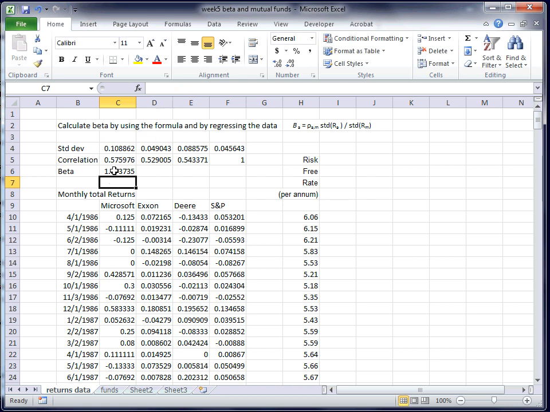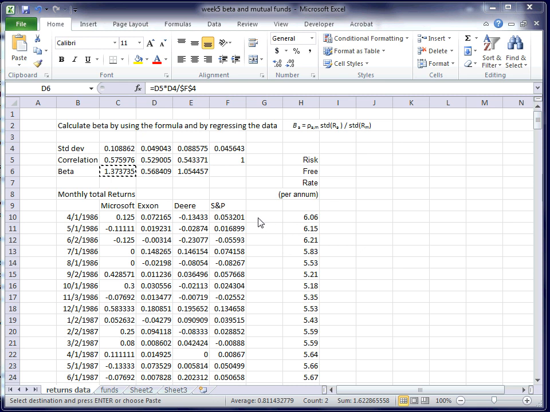So this beta for Microsoft is 1.37. I'm going to copy that. Exxon is 0.56 and Deere is 1.05. So we've calculated the betas using the formula. Now I'm going to calculate beta and alpha using linear regression.